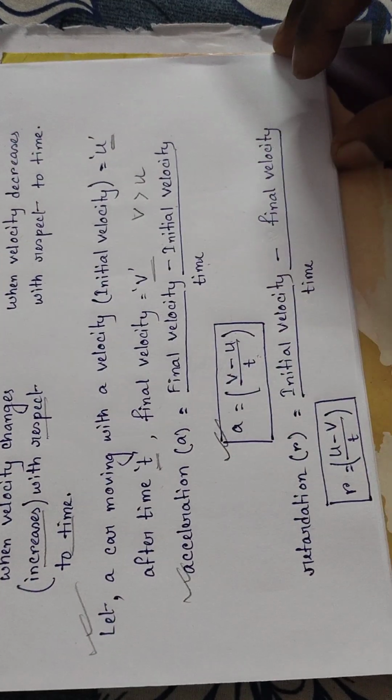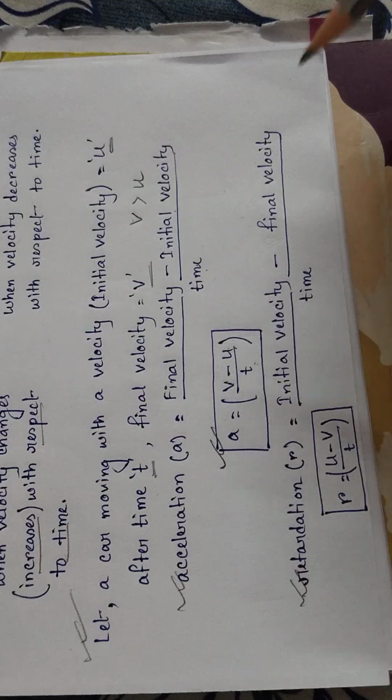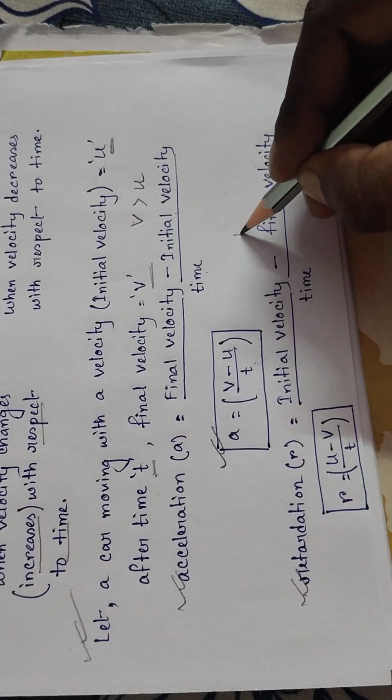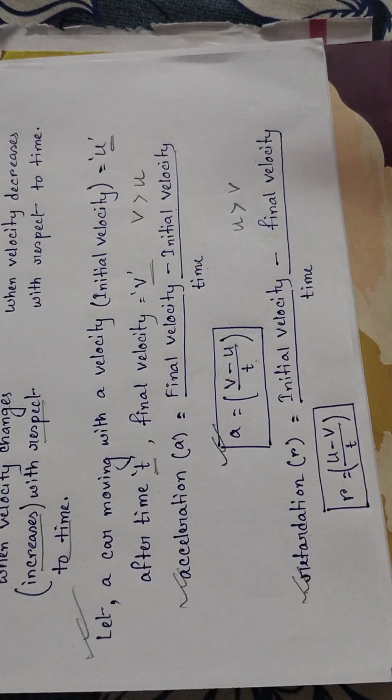Now, if we check the retardation case, retardation means when the velocity decreases with respect to time. Now, when the velocity decreases with respect to time, then we can say the initial velocity will be greater than final velocity. Since we are applying the brake, initially we have higher velocity.